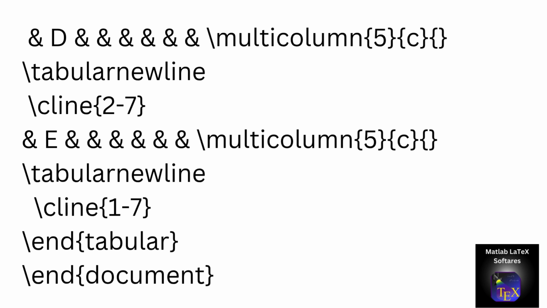This final portion of LaTeX code completes the second group of rows and closes the table environment. The lines beginning with A, D, and E continue the same pattern as the previous rows, with D and E serving as row labels in the second column. The empty ampersands indicate blank cells, while multicolumn of 5 of C merges the last 5 columns into a single empty cell, maintaining symmetry with the table's overall layout.